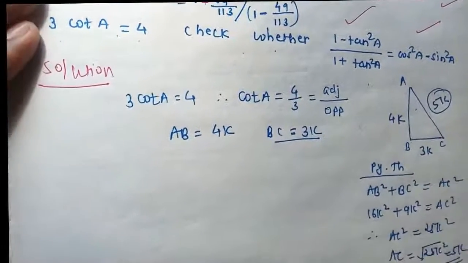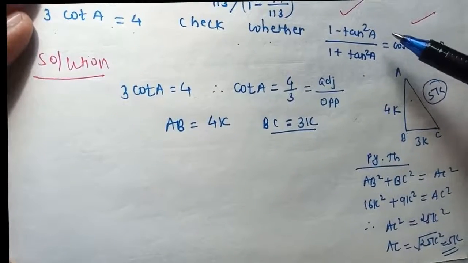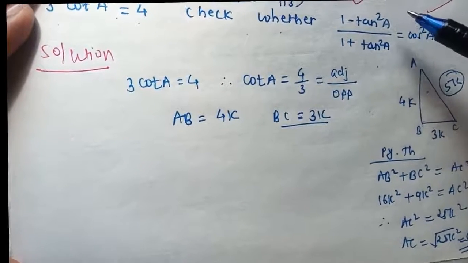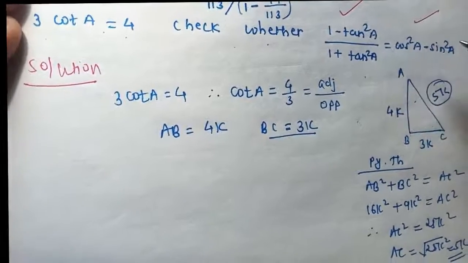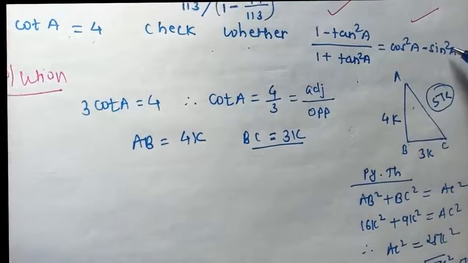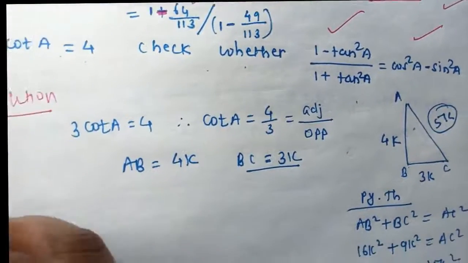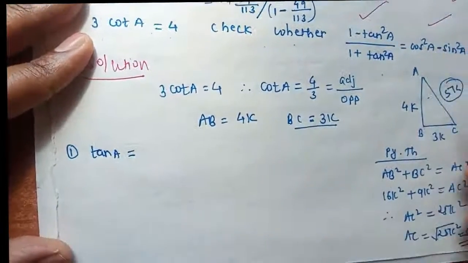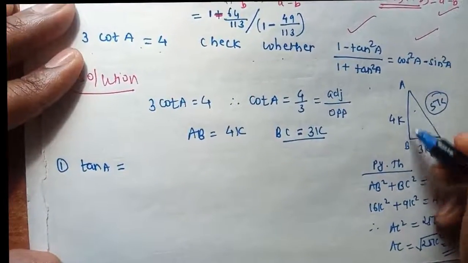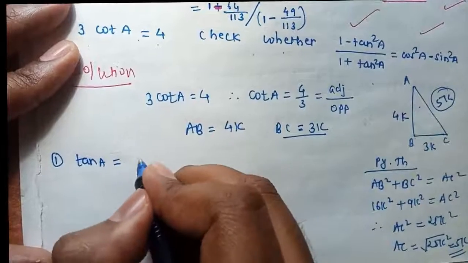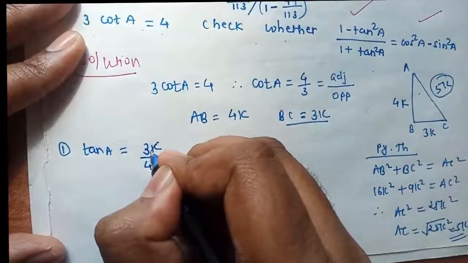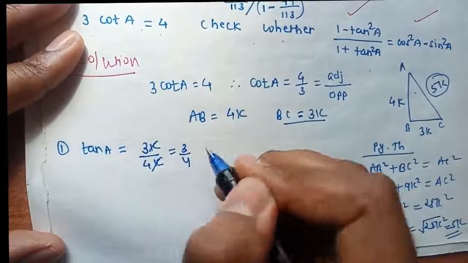Now directly, what are the angles we know and we have to find out? First, 1 minus tan square A. So tan A we have to find out, cos A we have to find out, and sin A we have to find out. So first I will go for tan A. Tan is nothing but the opposite upon adjacent. So that is 3K upon 4K. K, K cancel. So it will be 3 by 4.